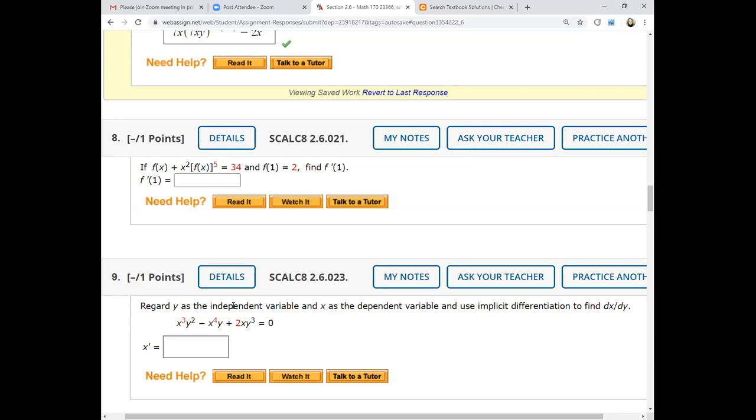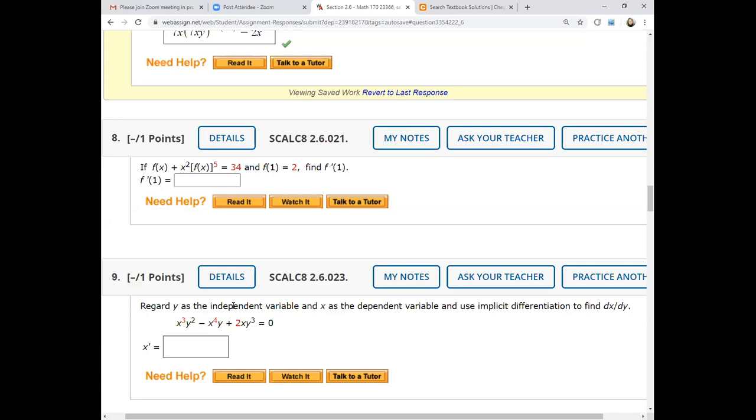So, okay, f prime at 1. I need to solve the expression they give me. This time, instead of giving me y, they've given me f of x. So I need to implicitly differentiate this. If I differentiate f of x with respect to x, I get f prime of x.